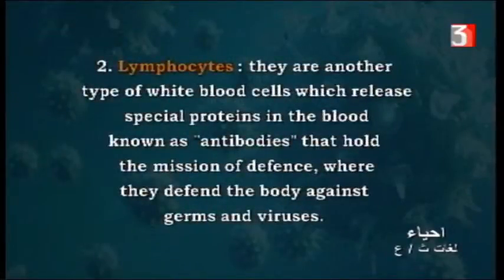What is the lymphocyte? Lymphocyte is a second type of white blood cell. This white blood cell releases a special protein in the blood. This protein is known as antibody. These antibodies hold the mission of defense, meaning they defend the body against germs and viruses. If any viruses or germs enter the body, lymphocytes can attack them and remove them from the body quickly.